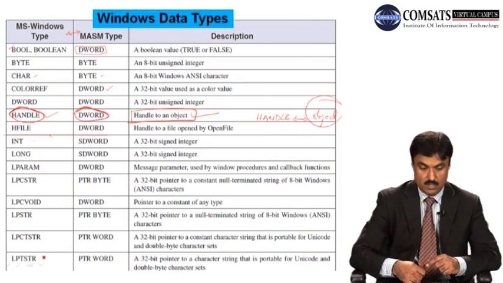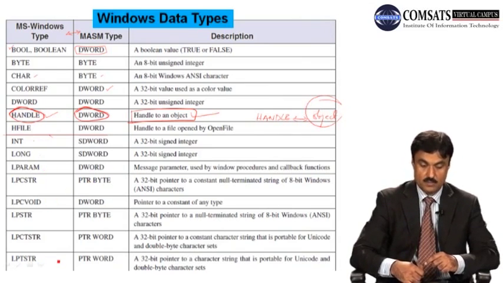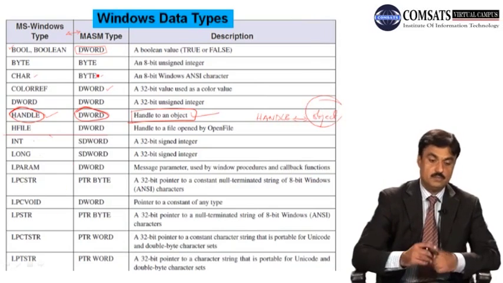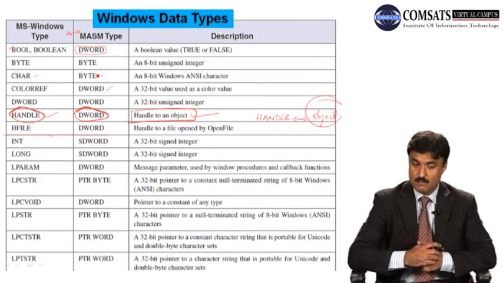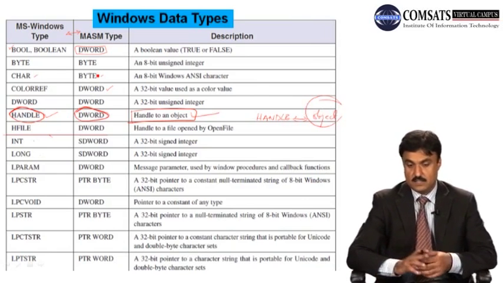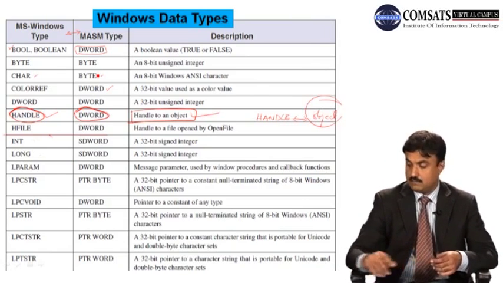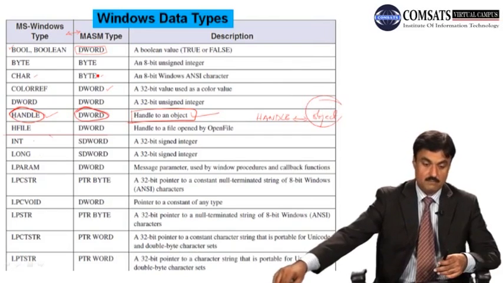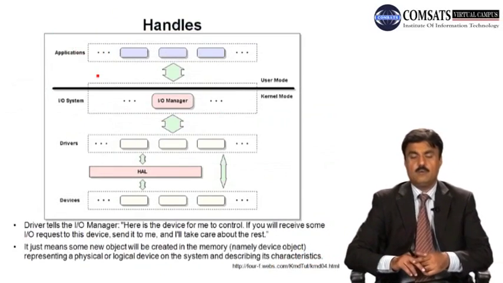All these are the many data types used by Microsoft Windows, and they have their corresponding data types inside MASM, the Microsoft macro assembler. Now what are these handles?